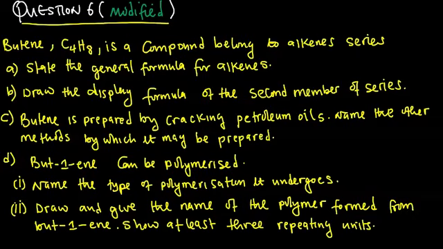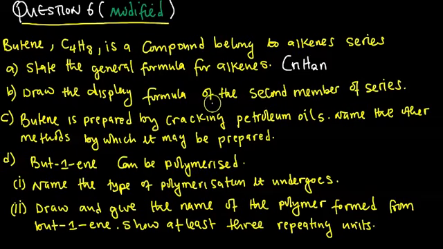So what is the question? Butene, that is C4H8, is a compound that belongs to alkenes. So here specifically they've told you that butene is a compound that belongs to what? Alkenes. State the general formula of alkenes. This one is just a repetition of what we've answered. The general formula is CnH2n. That is the general formula for alkenes.